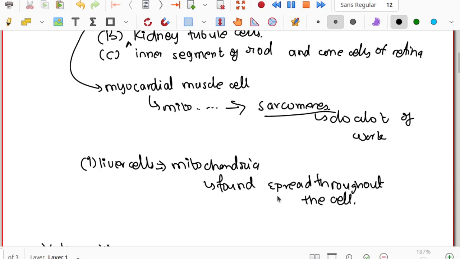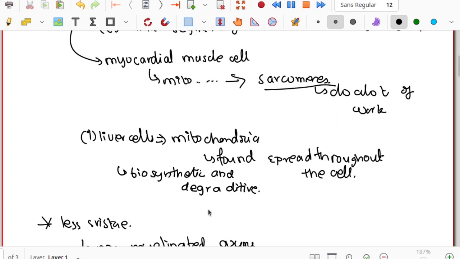This is actually because the hepatic cells are mainly related to biosynthetic and degradative works. That means they are for synthesizing and degrading things. That means they need a large amount of mitochondria all around the cell, distributed all around the cells.